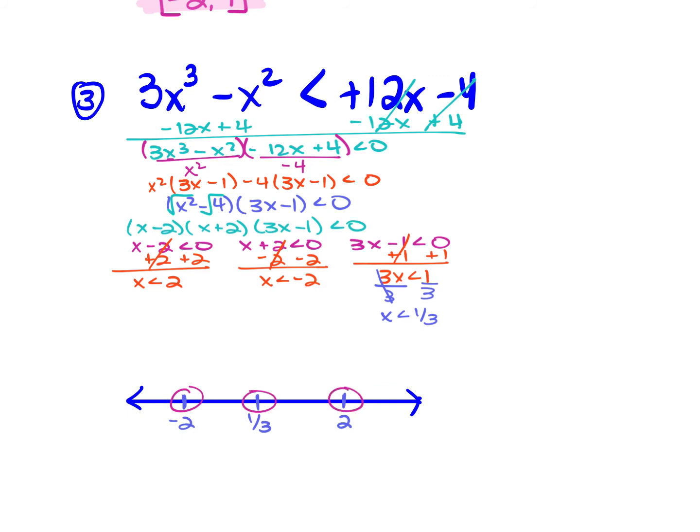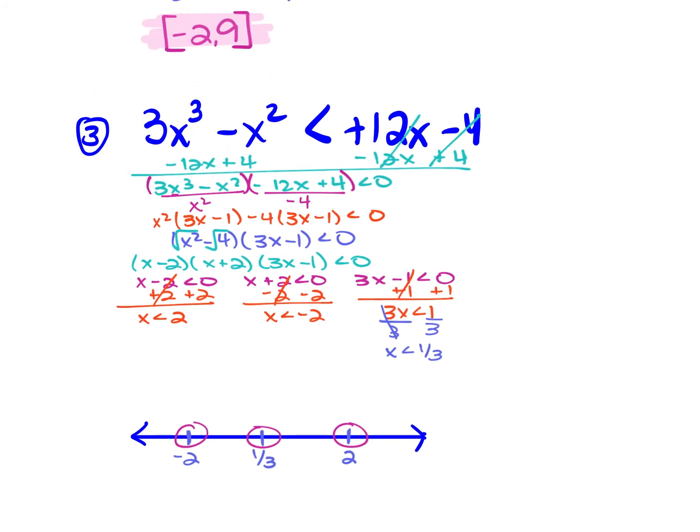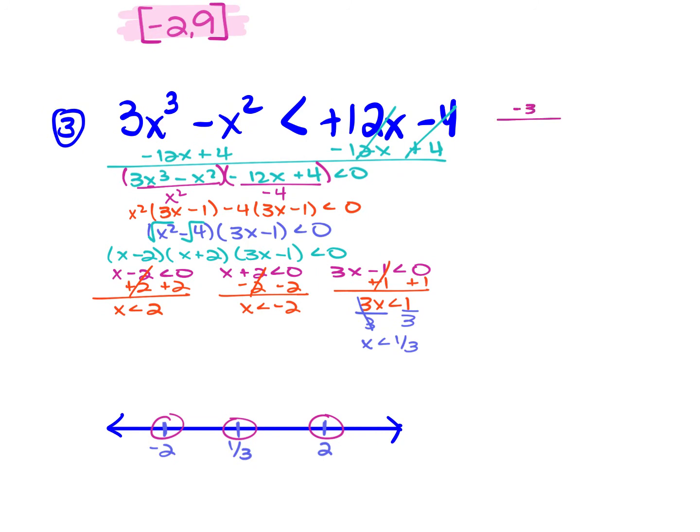For something that is x less than -2, far left, if you pick a number to the left of -2, that would be something like -3. So if you plugged the -3 in, you would have 3 times -3 cubed minus -3 squared is less than 12 times -3 minus 4. The -3 cubed is -27. The -3 squared is 9. The 12 times -3 is -36. And we have that minus 4.